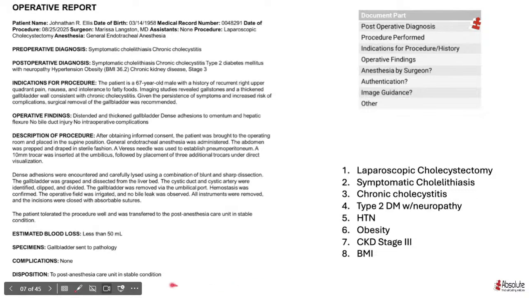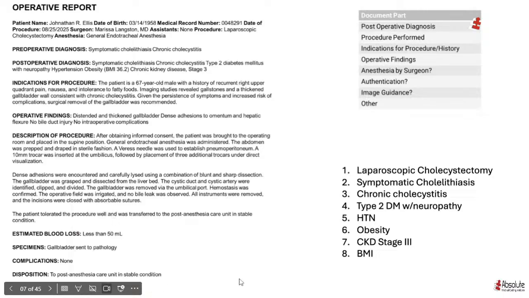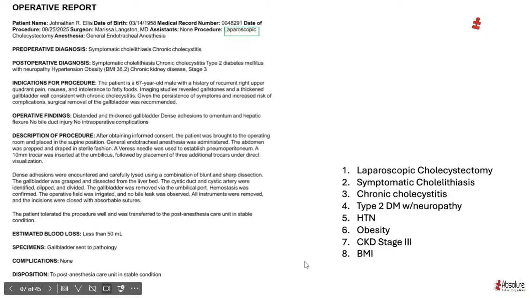Well, let's continue. Feel free to put it in the chat if you see anything, because I could have missed something, right? So what I'm going to do is box my codables, things that I know should be coded, like this laparoscopic cholecystectomy. I'm going to code the postoperative diagnosis. This physician put all of the postoperative diagnoses in one section, and we're going to code them all because they are present at the time of this encounter.